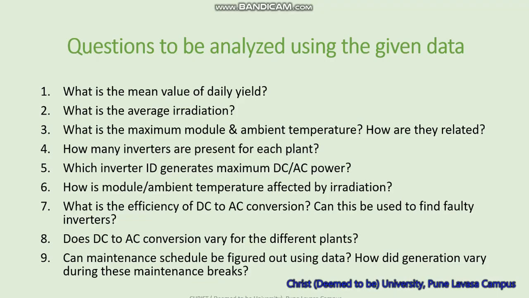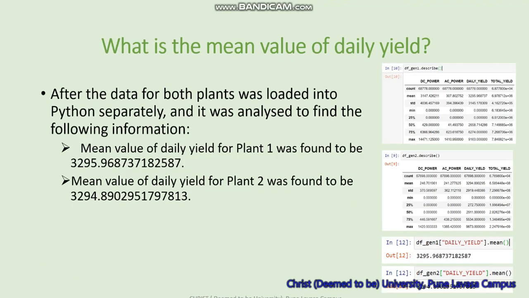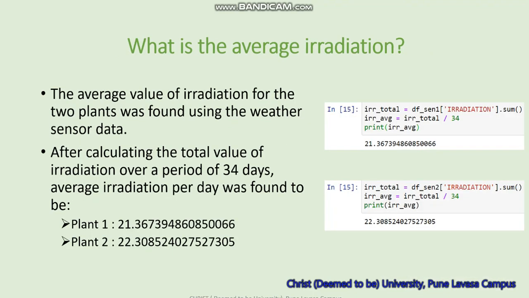By analyzing these datasets, we can try to answer a few questions. The first one is what the mean value of the daily yield is. From the describe function, we can see that the mean value of the daily yield for the two different plants is found to be 3295.96 and 3294.89 respectively. Then we'll try to find out the average irradiation, which you can find out using the functions that are shown.